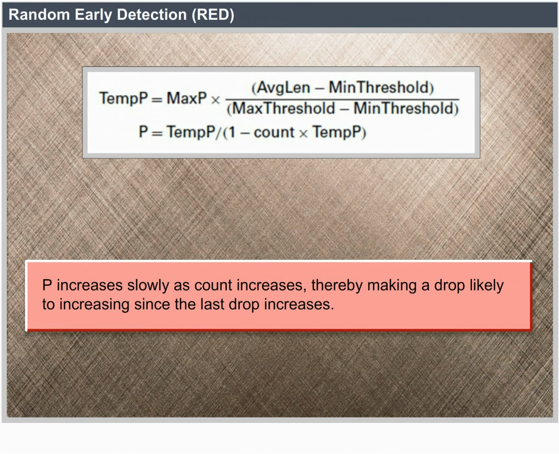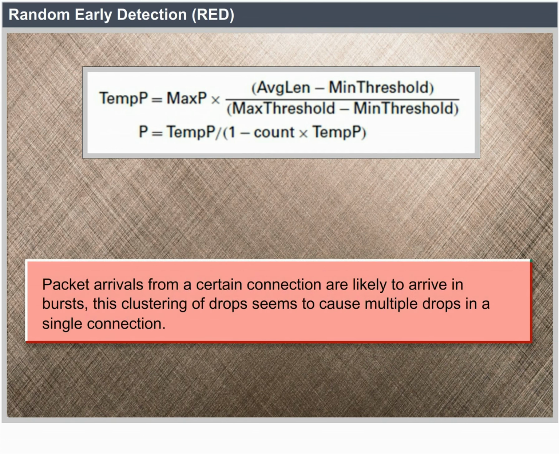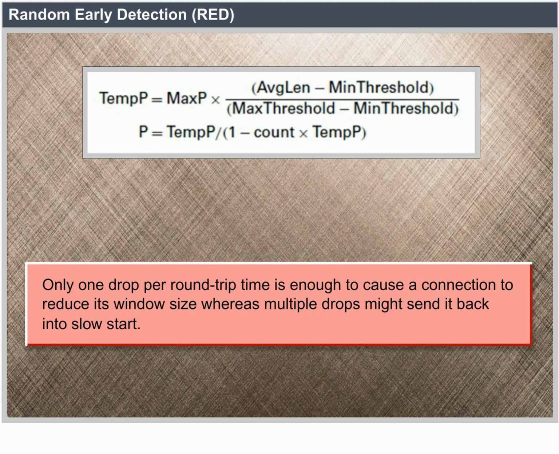Packet arrivals from a certain connection are likely to arrive in bursts. This clustering of drops is likely to cause multiple drops in a single connection. Only one drop per round trip time is enough to cause the connection to reduce its window size, whereas multiple drops might send it back into slow start.